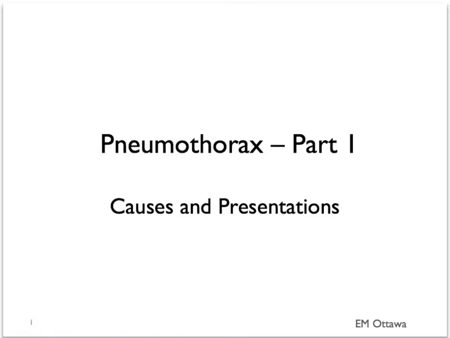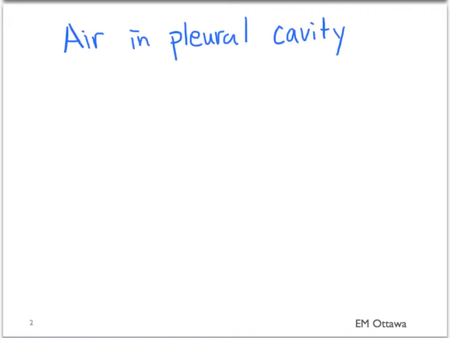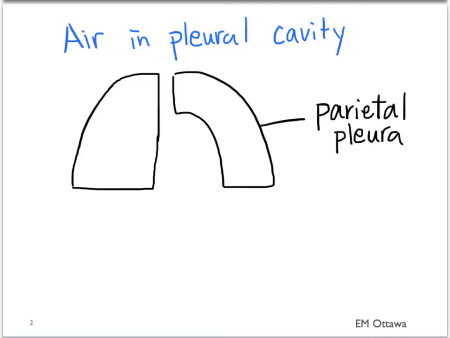This segment is on pneumothorax. In this part, we will discuss the causes and presentations of pneumothorax. Pneumothorax is defined as air in the pleural cavity. That is the potential space between the parietal pleura and the visceral pleura.